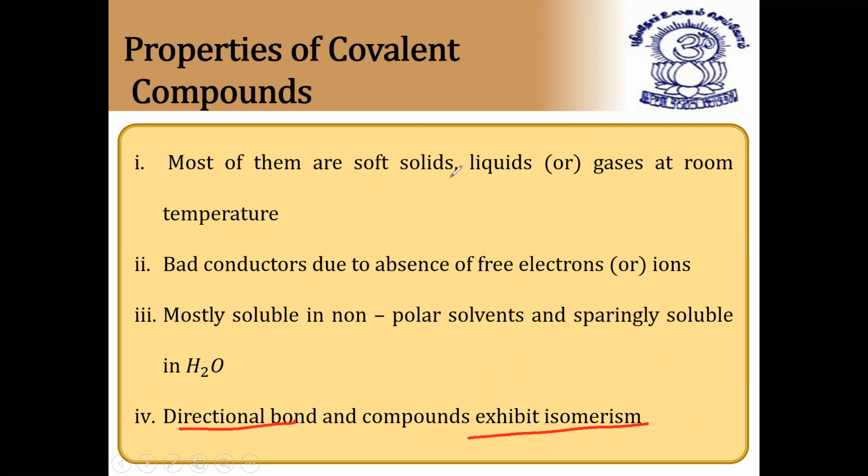And they are soft solids, liquids, or gases at room temperature. So they have low melting points and low boiling points. By this, we can say soft solids, liquids, or gases means they have very low melting points as well as boiling points. Not like in the case of ionic compounds. Ionic compounds have high melting points and boiling points. So I hope it is clear. These are the important properties of covalent compounds. More about covalent compounds, let us see now.